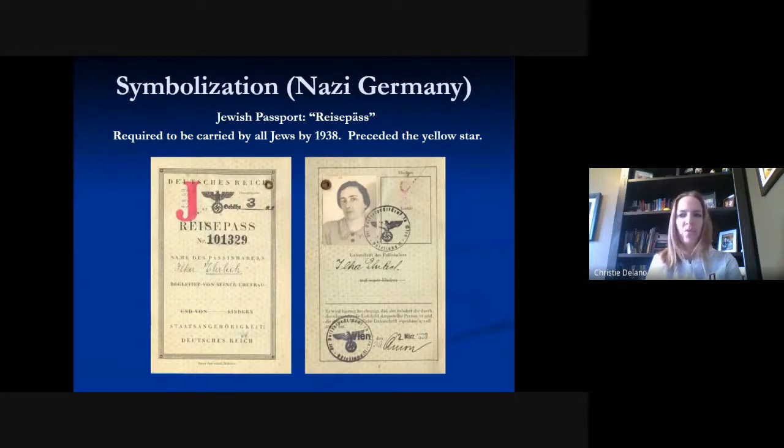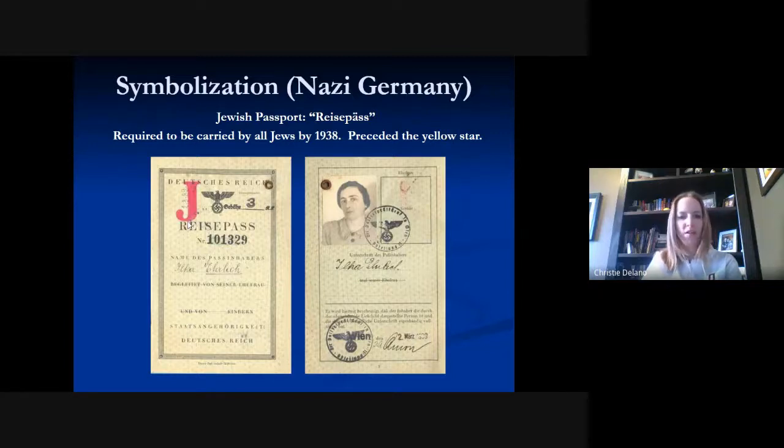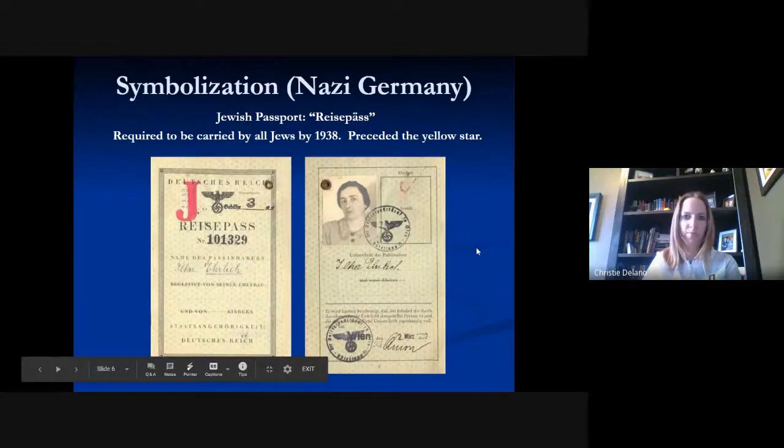Symbolization in Germany also looked at this idea of identification through a passport. By 1938, all Jewish residents of Germany had their citizenship stripped, and they were required to carry basically a passport when they were in the city or the town or whatever they were doing. And this was even prior to being forced to don the Star of David on their clothing.